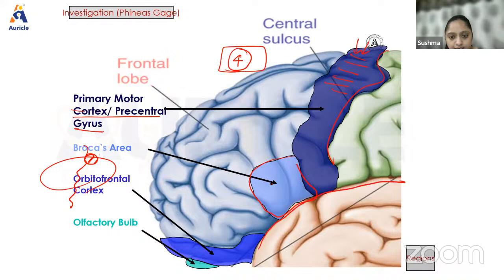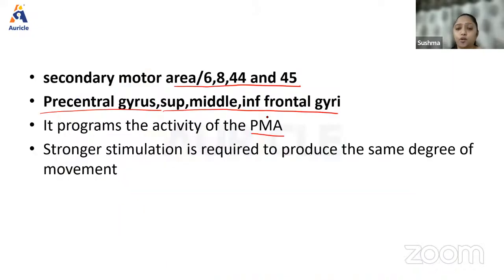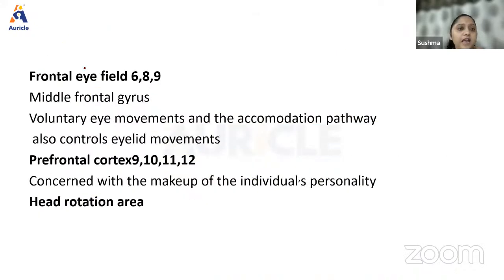This is the calcarine sulcus. This is the Broca's area. This is the precentral gyrus. All of these areas are very important for your exam. Then I have frontal eye fields in the frontal lobe, where I have the middle frontal gyrus, and voluntary eye movements and accommodation pathways are controlled here.